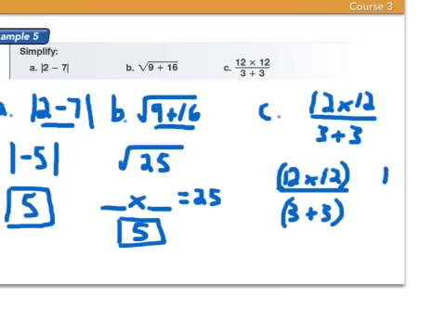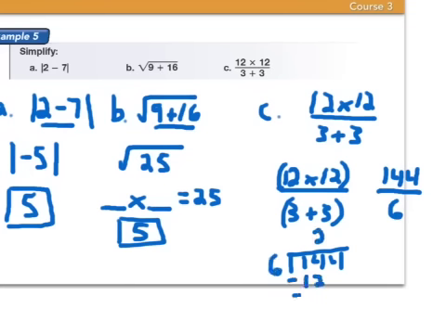Well, 12 times 12 is 144. I'm going to keep my fraction bar the same. And then, on the bottom, I've got 3 plus 3 in parentheses, so I have to do those too. That is 6. Okay? Now, this says 144 divided by 6. So now I'm just going to take 144 and divide it by 6. 6 goes into 14 twice. And 6 goes into 24 4 times. So my answer is 24.